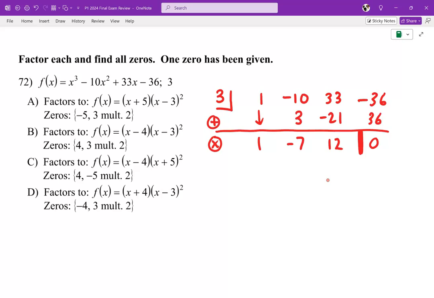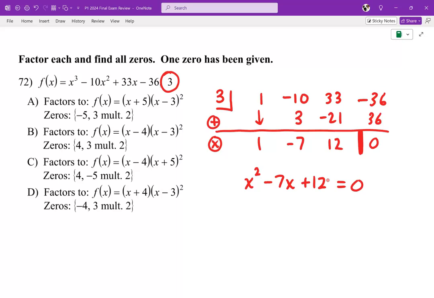Remember, they're saying that 3 is an answer. So if 3 is an answer, there should be no remainder. And I didn't get one. That's good. So that means that my solution right now will be x squared minus 7x plus 12. And I have to keep solving, because remember, I already have one answer.